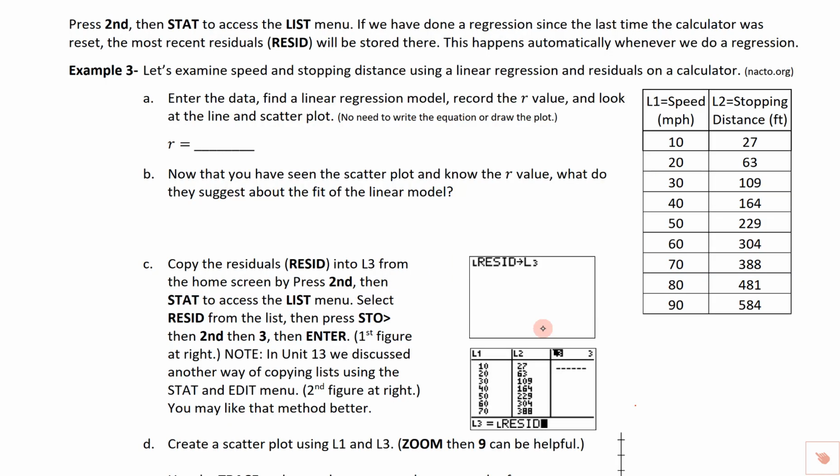Okay, so I'm on the second page, and there's something really important that we want to look at here. We haven't seen this before, but this is a really cool thing that the calculator does. So it says hit second and stat to access the list menu. And if we've done a regression since the last time the calculator was reset, there's going to be a list in there called resid, and that's for residuals. Okay, and this happens automatically every time you do a regression.